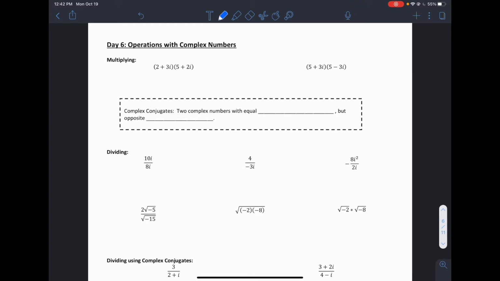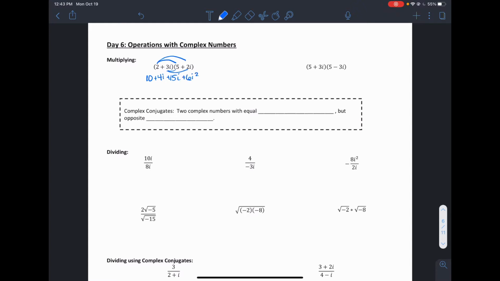So when we're multiplying two complex numbers, it actually works the exact same way as when we're multiplying two binomials. These are binomials as well, and so we can just multiply them out. 2 times 5 is 10. 2 times 2i is 4i. 3i times 5 is 15i. And 3i times 2i is 6i squared.